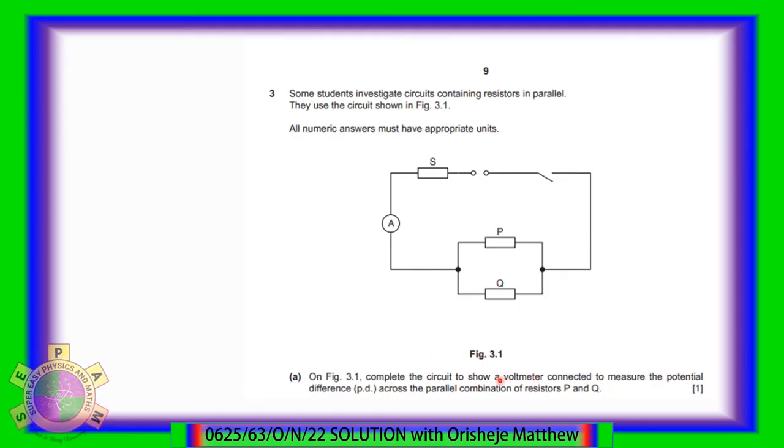Complete the circuit with a voltmeter connected to measure the potential difference across the parallel combination. So across this parallel combination, measure the PD across it. You fix your voltmeter in parallel to that. So that is the combination. With that diagram, we have your one mark.